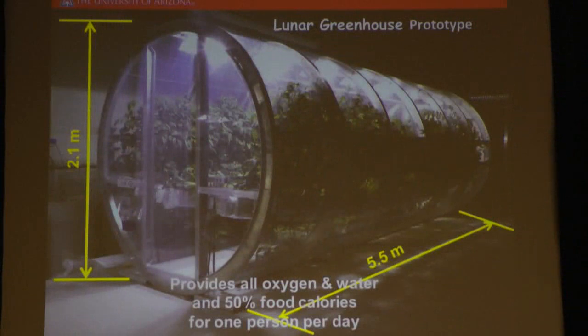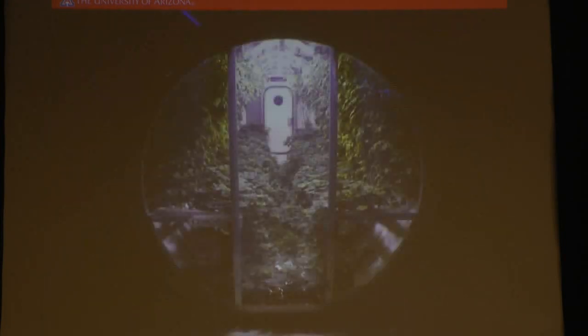The unit is about 18 feet long, 5.5 meters, and 2.1 meters in diameter, just under 8 feet, lit with the same lamps in a hydroponic system. This was a size that we need to demonstrate, and we are in the process of doing that now, that all of the oxygen, all of the water necessary to support one astronaut, one person, could be provided on a daily basis through the system. And about 50% of the food calories could be provided with this volume of production in a hydroponic system.